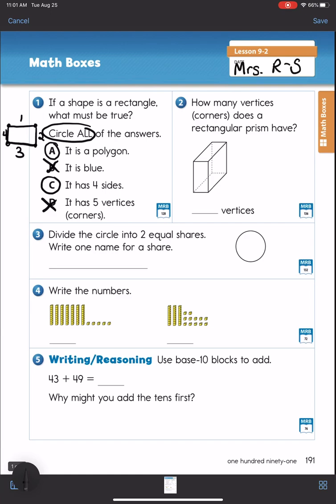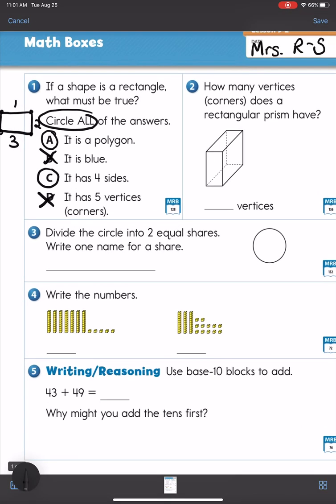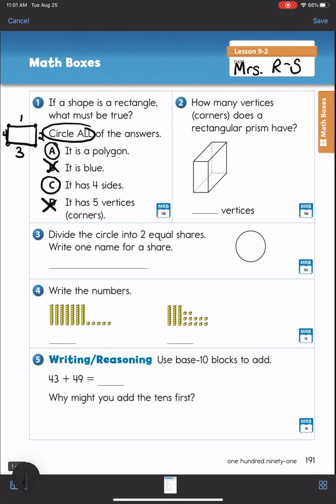Okay, number 2. How many vertices or corners does a rectangular prism have? Well, this is what we've been talking about. So it is, hang on, 1, 2, 3, 4, 5, 6, 7, 8. Remember, those vertices are where 3 edges meet, so we've got 8 of those.